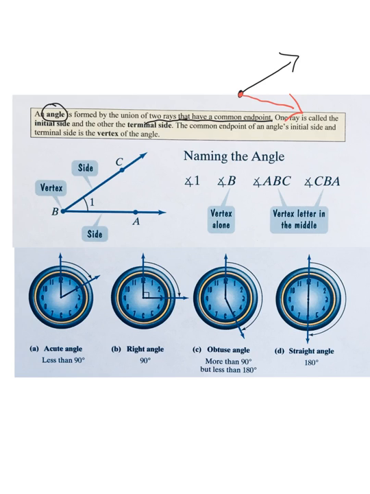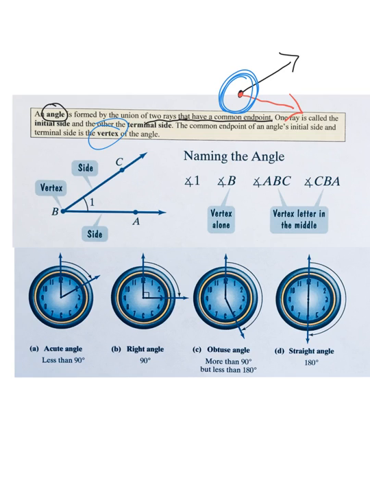angle. And then one ray is going to be called the initial side, and the other ray will be called the terminal side. The endpoint that the rays have in common, that's the middle point of an angle, is called the vertex. So if I look around the middle of this slide, we see an example of an angle.